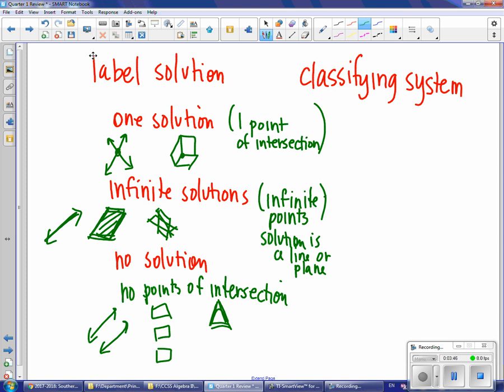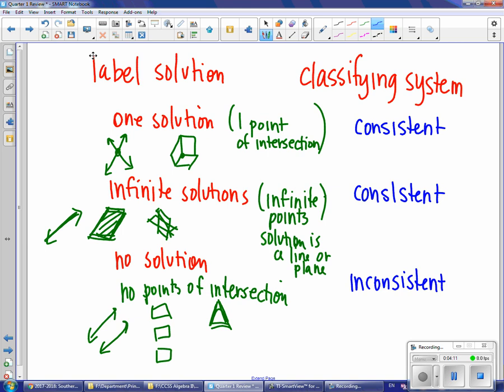So if there's a solution, that means that the graphs must collide. And if they collide, that means that the systems are consistent. So if there's one solution, we would say that the systems are consistent. If there are infinitely many solutions, they collide, so we would say that the systems are consistent. But if there is no solution, they are inconsistent because they do not collide.